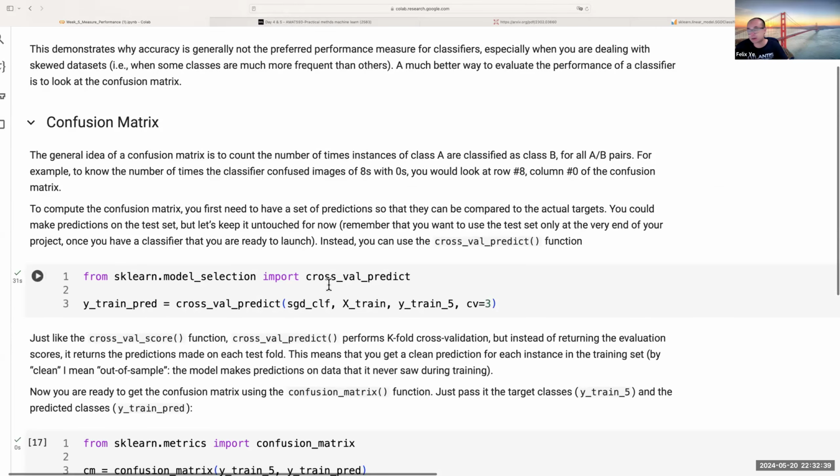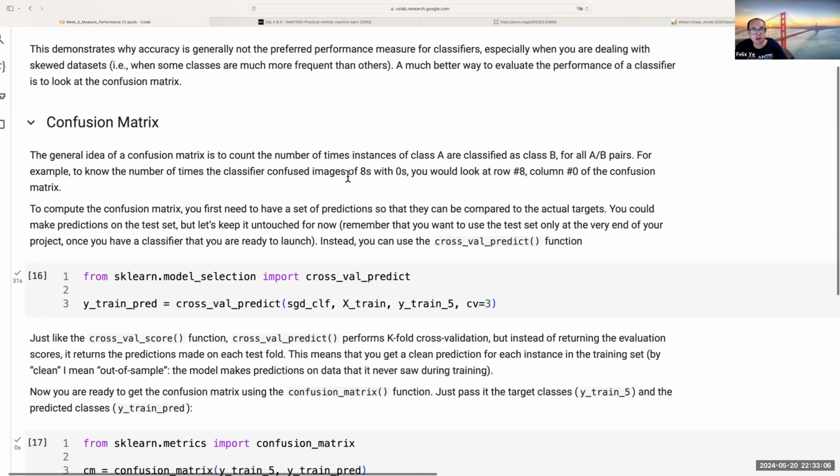So we have talked about true positive, true negative, false positive, and false negative, and all these things. The general idea is to count the number of times class A is classified as class B, for all A and B pairs.